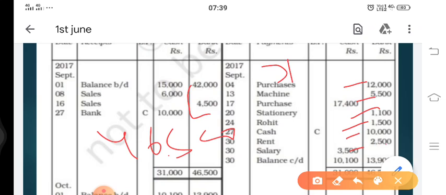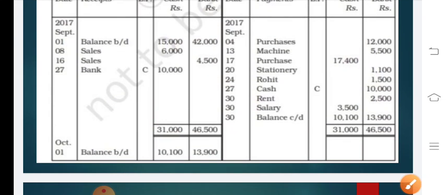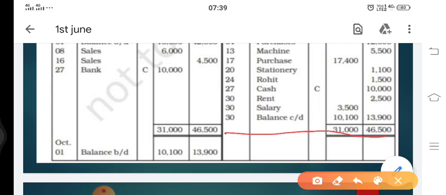31 plus 32,600. So here you have the balance of 32,600. Obviously, 32,600 is the lower balance and 46,500 is the greater balance. So definitely we can say that the debit balance of bank is greater. So we'll write it on both sides.